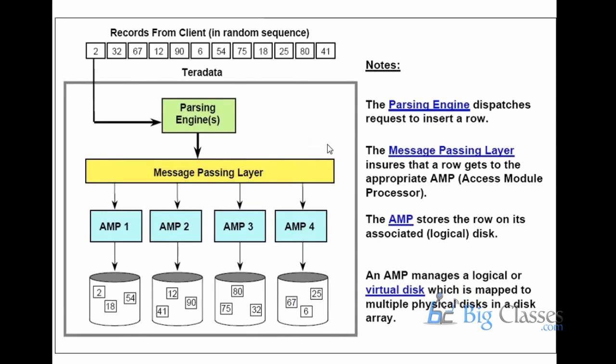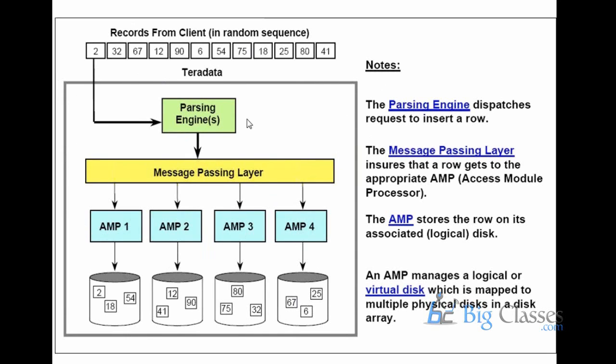If you see the gray color box, this can be considered as a node. A node is nothing but a machine where we install Teradata. My laptop can be considered as a node if I install Teradata in that. So this is a single node.